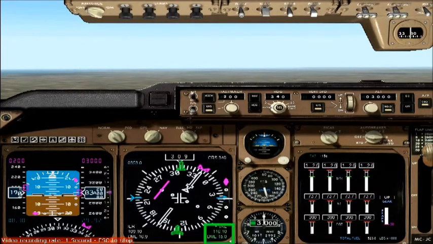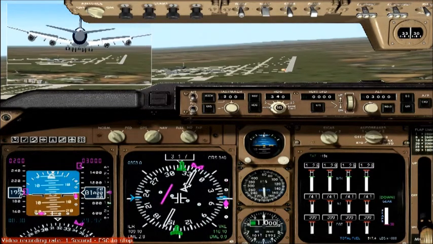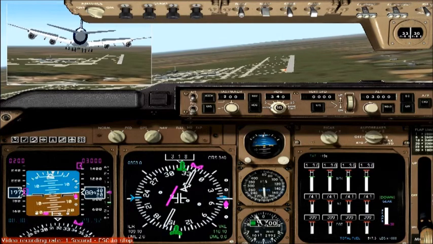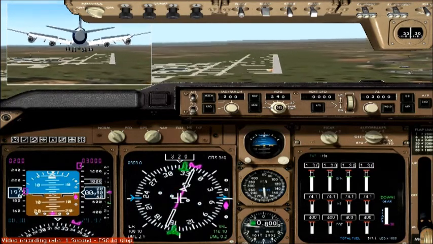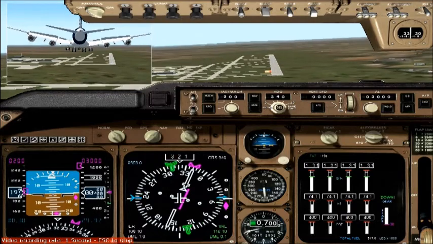Now we are flying toward our last VOR station, which is VKL. Ladies and gentlemen, we are about to begin our final descent to KLIA. Passengers, please buckle up.